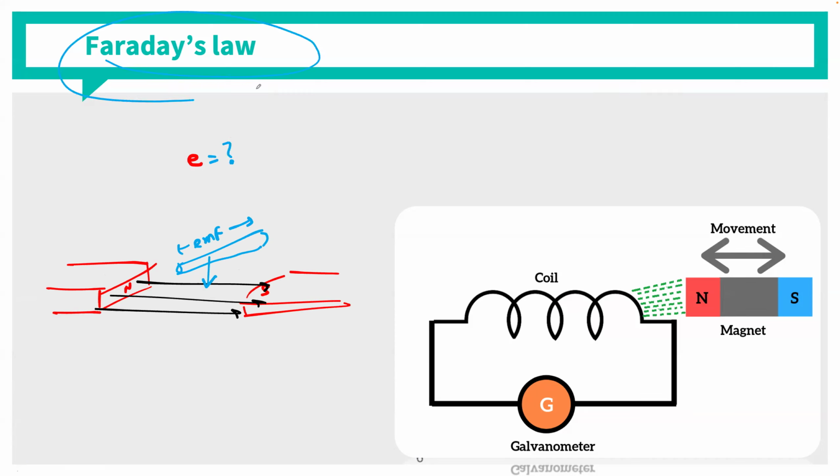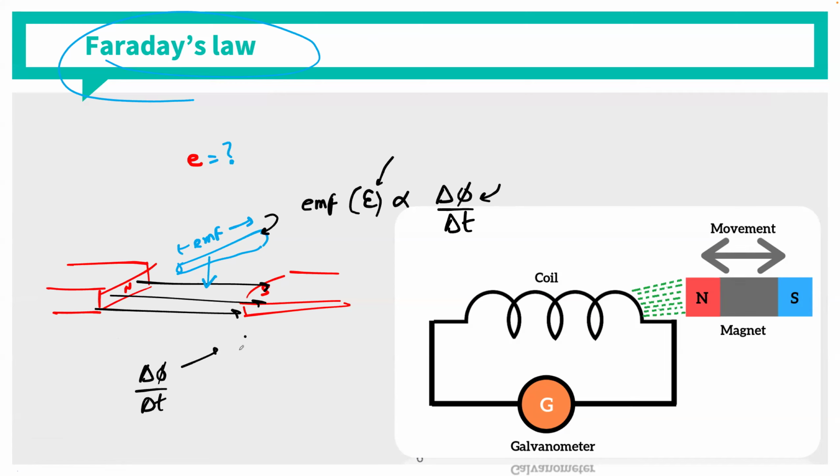Faraday's law answers it. Faraday's law states that the EMF induced across the conductor, EMF denoted with letter E like this, is proportional to the rate of change in flux. That means at what rate the flux is changing decides how much EMF is going to be induced. So what do we mean by that? Let's talk about what we mean by rate of change in flux.